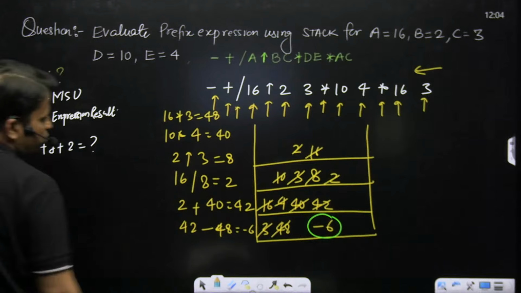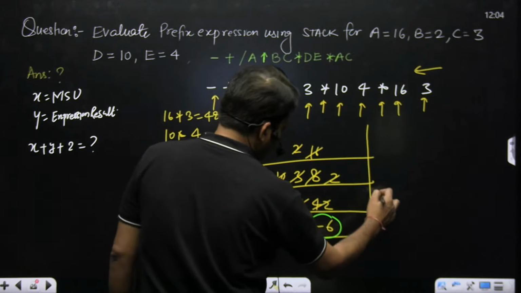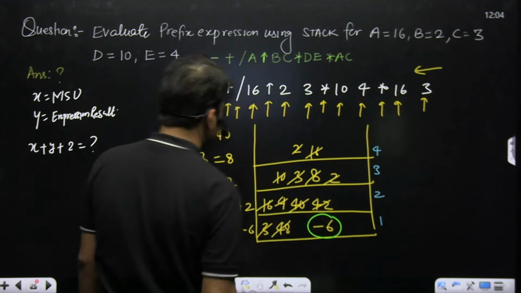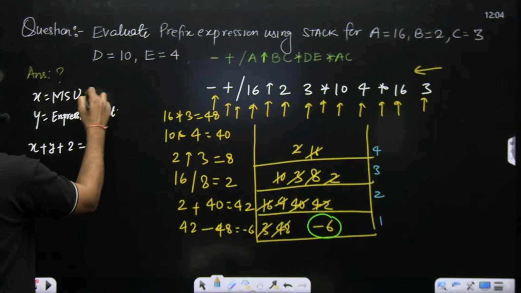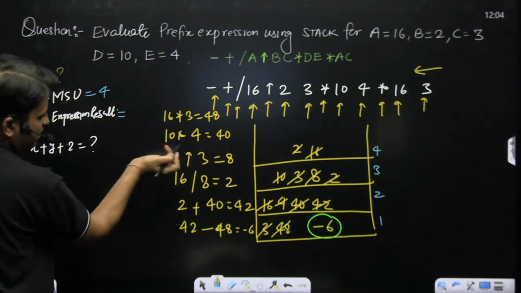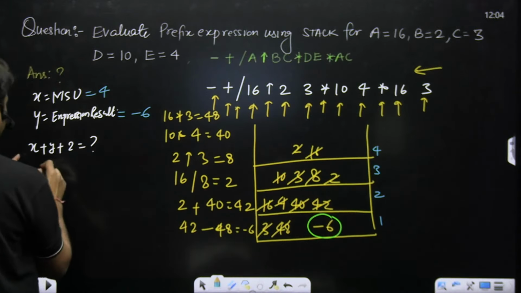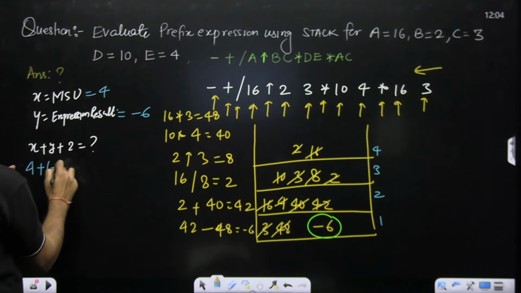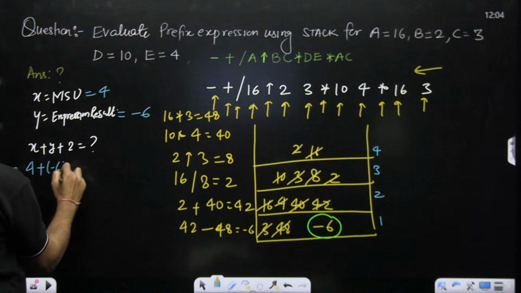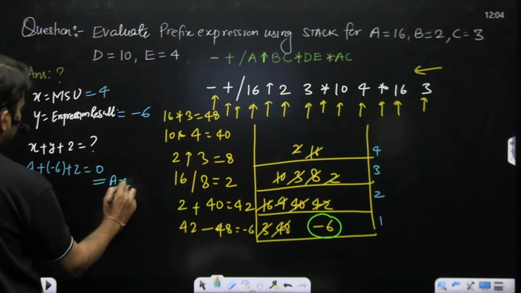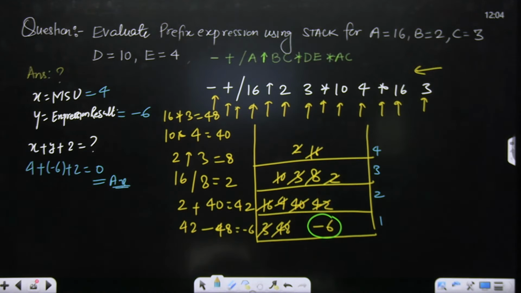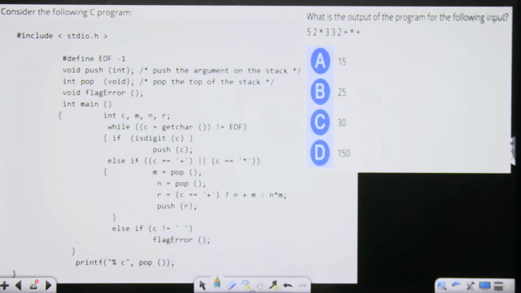What is MSU here? MSU is 1, 2, 3, and 4. MSU is 4. So x is 4, and what is y? By the result of the expression, this is -6. x plus y: 4 plus -6 plus 2. It will be what? 0. So 0 is the answer for this question. Understood? Now, what is the right answer for this question, student?